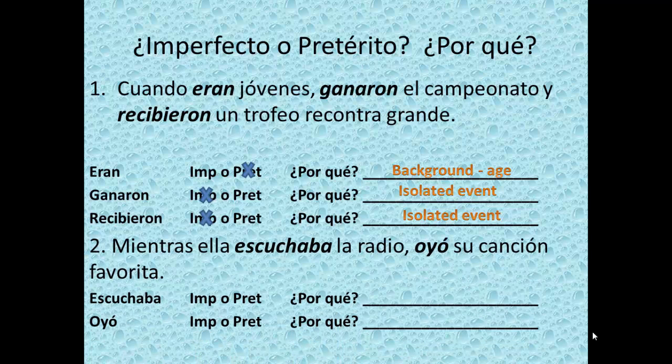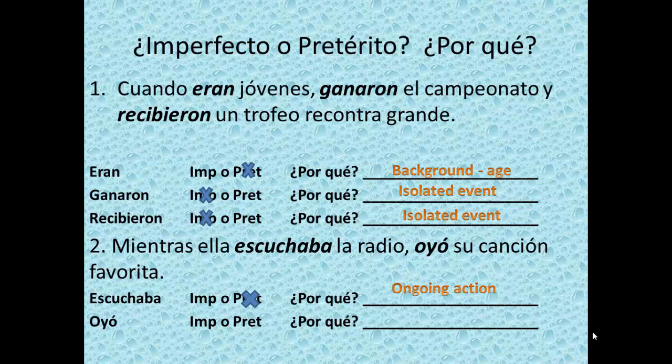Okay? So here's your next sentence. Mientras ella escuchaba la radio, oyó su canción favorita. So let's see. Mientras ella. So there's your mientras. We know that's a trigger word for the imperfect, I should say. So while she was listening to the radio, she oyó, she heard her favorite song. So escuchaba, we know, is in the imperfect. And why? What is the reason for the imperfect? While she was listening to the radio. Okay, it is your ongoing action. That's your ing, was an ing.